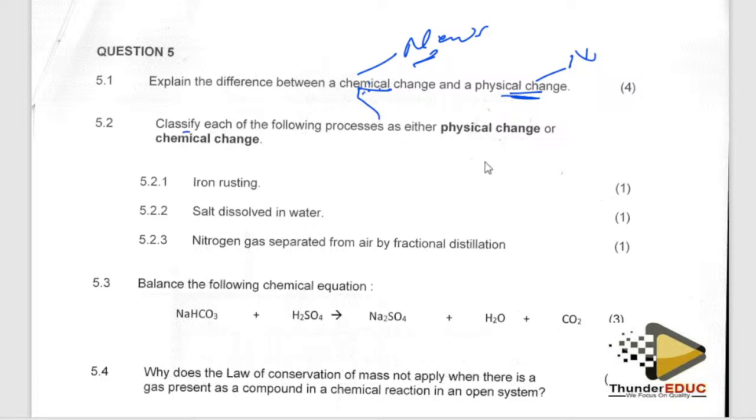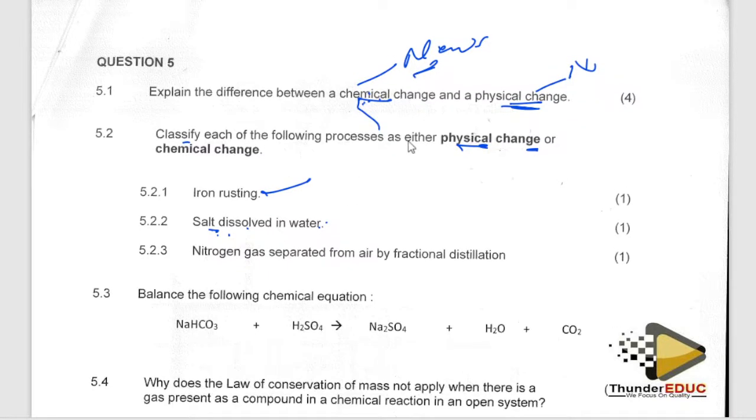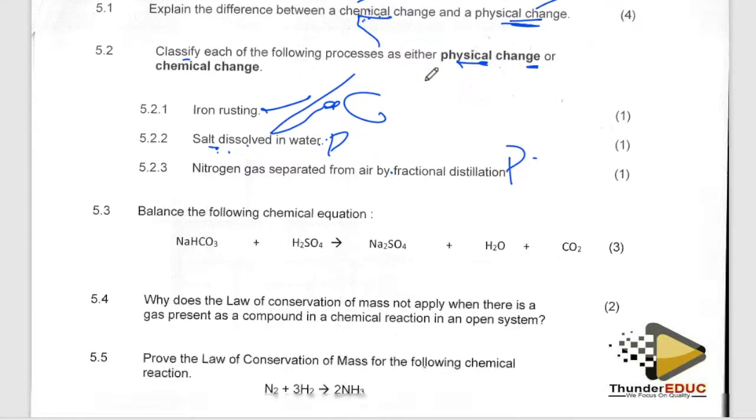Classify the following processes as either physical or chemical. This one is chemical, rusting, iron 3 hydrate. Then this one, salt dissolved in water. We can separate it again, which means no new substance is formed. This is physical. Sorry, this is chemical, and this is physical. Nitrogen gas separated from air. This is physical.